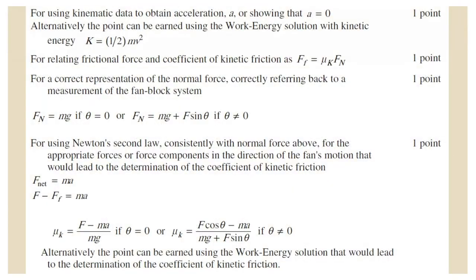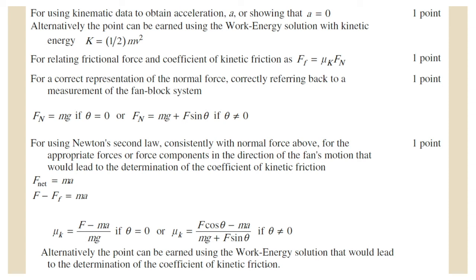All right, moving on to the scoring guide here. Again, there's a lot. They get 1 point for using kinematic data to obtain acceleration, A, or showing that A equals 0. It says alternatively, the point can be earned using the work energy solution with kinetic energy K equals 1/2 mv squared. I don't know why you would ever do that, though, so just forget that.